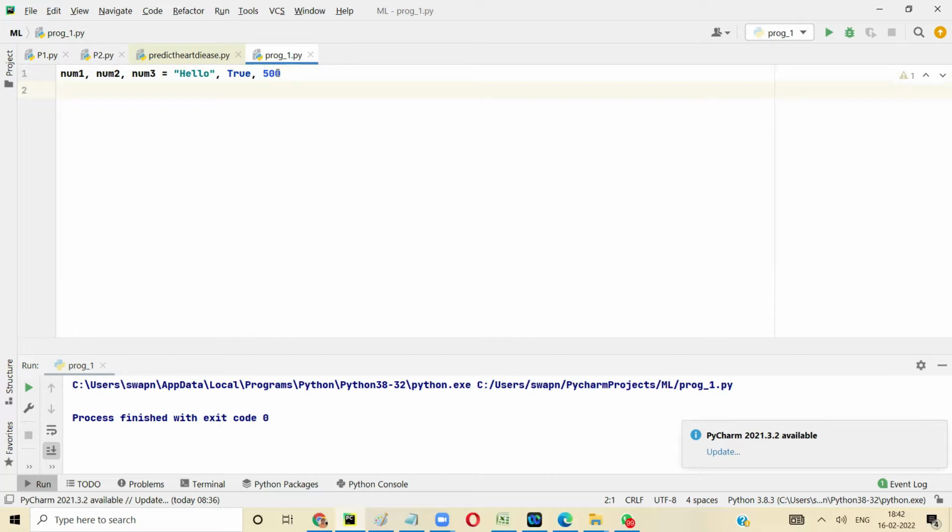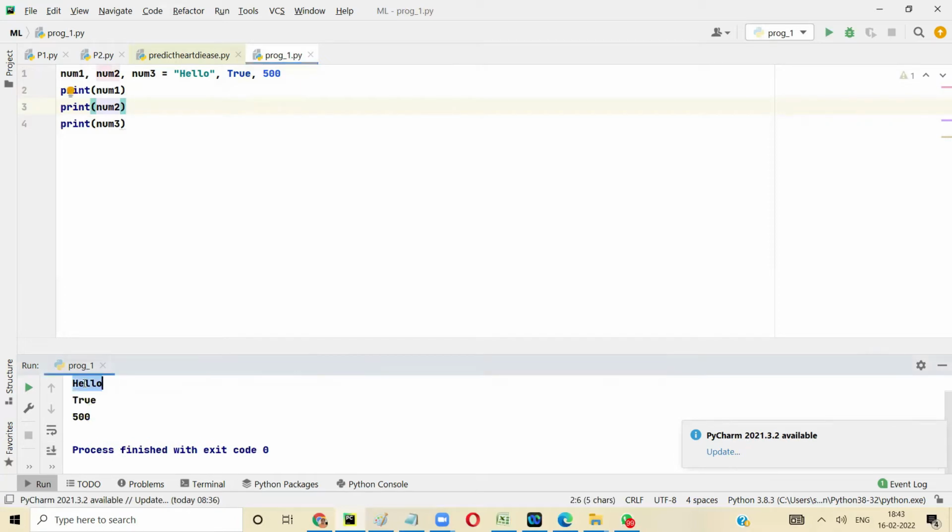Yes, right, sir. It will take left to right assignment. So num1 will take which value? What will be the value of num1? Hello. Yes. The value of num1 will be hello, num2 will be true, and num3 will be 500. So that's how we can assign multiple values to multiple variables in a single line. First it is giving hello, then true, then 500.